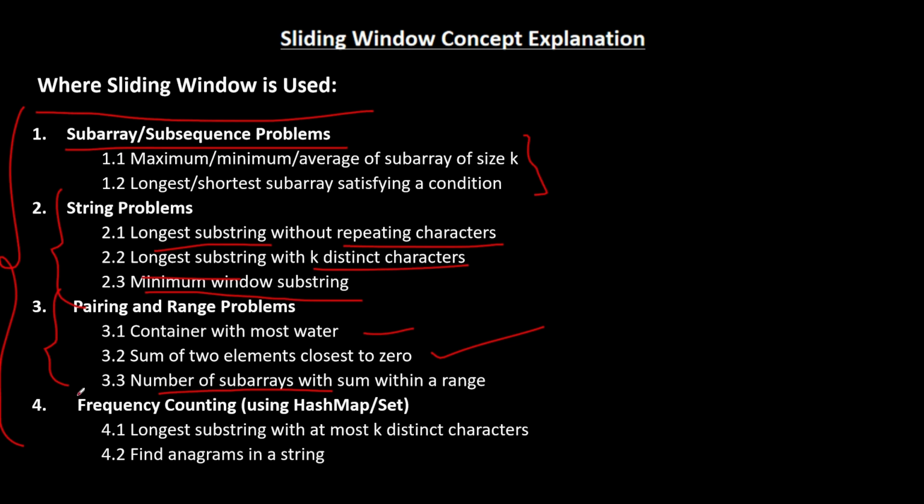Now, frequency counting using set or hash map. Longest substrings with k most distinct characters, find anagrams in a string. Now, I have given you the sliding windows where it is being used here, and these are some of the examples or names of the problems. I have given you the names of the problems and examples where this sliding window is being used. It is just a gist.